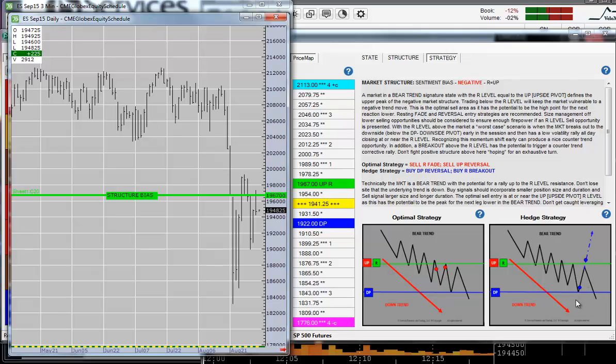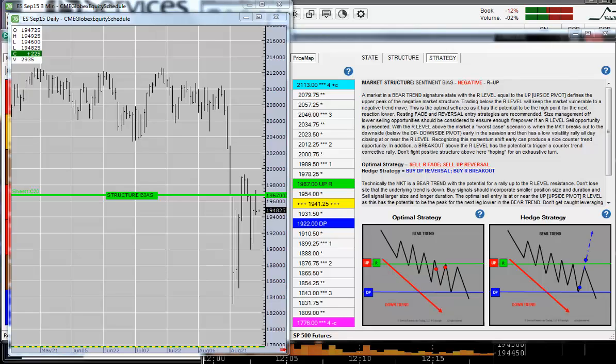And another hedge strategy would be if we fail below 1922, which is our downside pivot, and we can't sustain that break, we could get a buy DP reversal, and that would be another tell that we might be in for this kind of corrective rally. So this is how we want to start every day, with a fact focus.